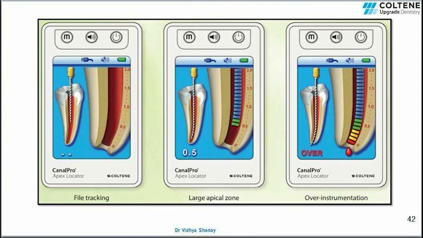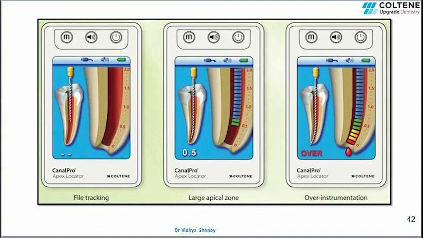These are images of the display panel of the CanalPro Apex Locator. As you can see, there are 2 images on the display panel. One shows the file tracking, that is the position of the file as it moves from the coronal to the apical third. So this is advantageous in case of any canal blockage. If it is present, we can know where exactly the file is stuck.